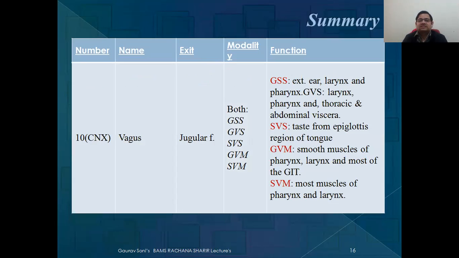Tenth one is vagus. Exit point is the jugular foramen. Many modalities like GSS. The function is external ear, larynx and pharynx. GVS, larynx, pharynx and thoracic and abdominal viscera. So see, this one goes to the abdominal viscera. Then SVS, that is sensory, taste from the epiglottis region of the tongue. GVM, that is motor part. It will be smooth muscles of the pharynx, larynx, and most of the GIT. It is autonomic nervous system. Then SVM, most muscles of the pharynx and larynx. So see, the sensory part will give sensation or taste or smell, something like this. Motor part will control the muscles.